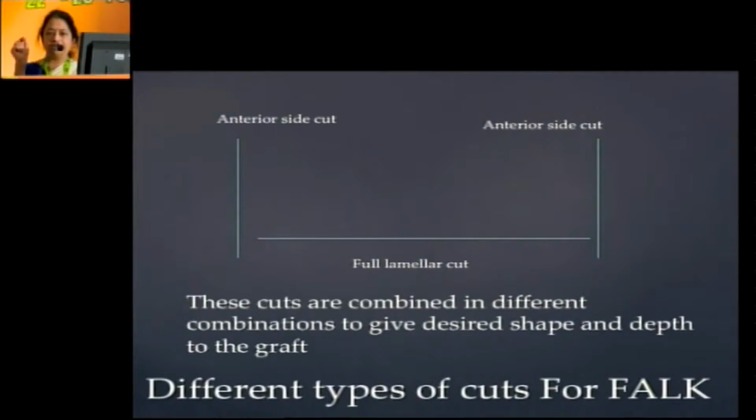Now, the most important thing in femto anterior lamellar keratoplasty is that the pre-planning is very important, because we have to use a lot of different types of cuts for different depth and size, and we have to make a combination of the cuts. So the planning of the treatment is very important, but for the superficial graft we have to give just two cuts: the two interior side cuts, and one full lamellar cut.